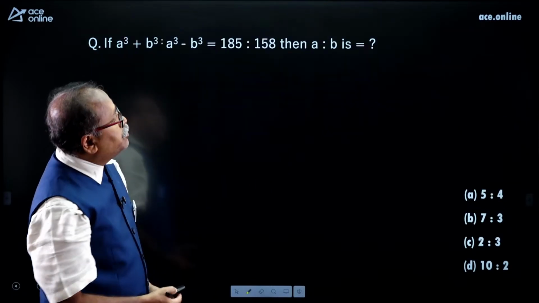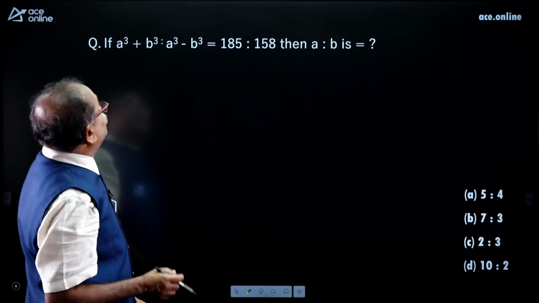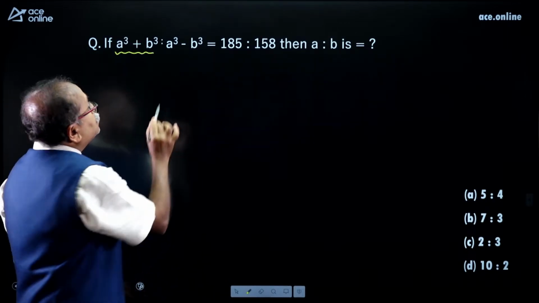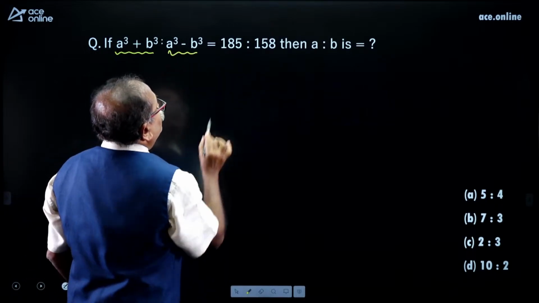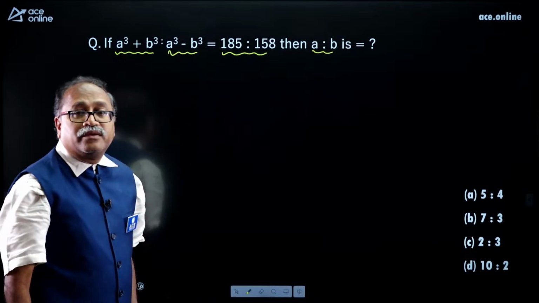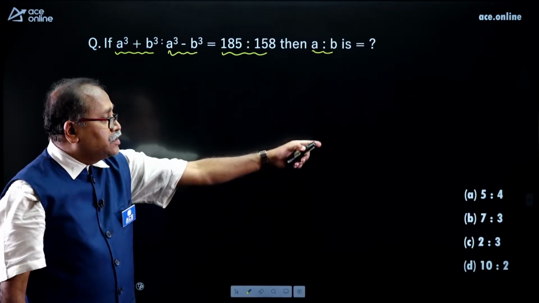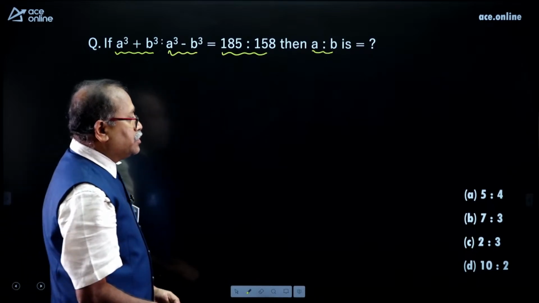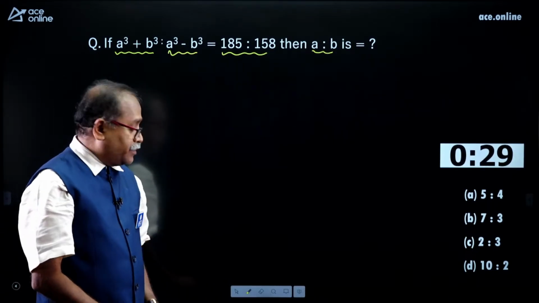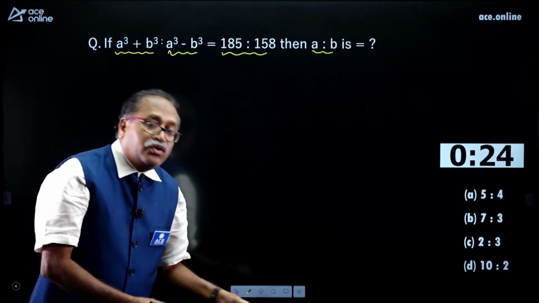Now, the next question on the board is this. So, how to answer this question? It says that a cube plus b cube is to a cube minus b cube is equal to this ratio. Then what is a by b? Come on, Pawan. Come on, Mr. Kumar. Answer the question. I am giving you the time over here, and that is 30 seconds. In this 30 seconds, I hope I will get the answer.